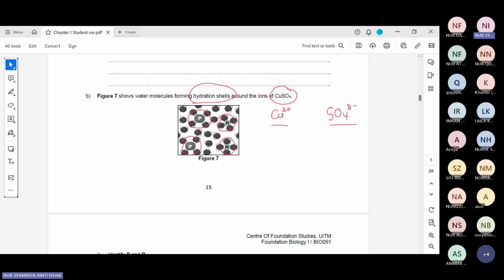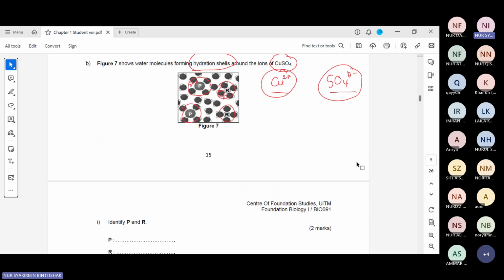So if you look at the formation of the hydration shell surrounding these ions, for ion P, the region of the water molecule that faces ion P is the hydrogen atom region. Hydrogen has a partial positive charge, so obviously P is the sulfate ion. R has the oxygen region facing the R ion. Oxygen has a partial negative charge, so obviously R is Cu2+.